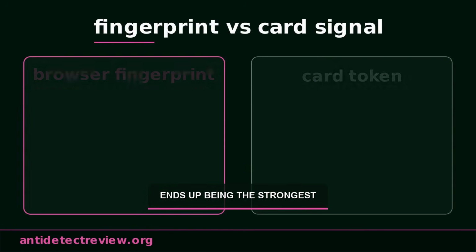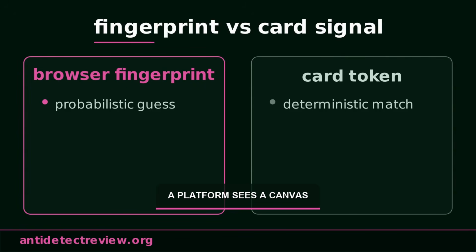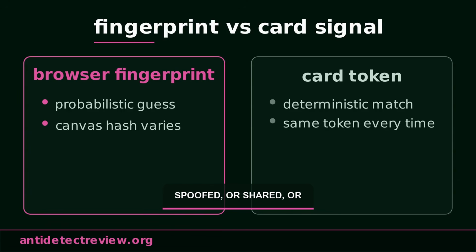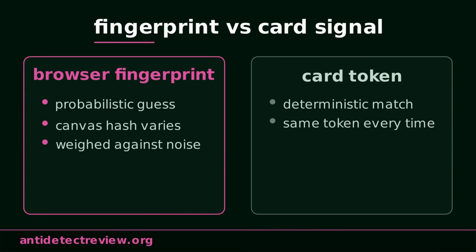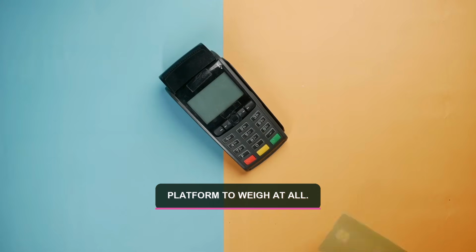This is why the card ends up being the strongest signal in the whole stack, stronger than most people expect. Browser fingerprints are probabilistic. A platform sees a canvas hash and the set of installed fonts and has to weigh how likely that exact combination is to be genuinely unique versus how likely it is to be spoofed or shared or just common across a lot of ordinary users. A card number, or even a tokenized reference to one, is deterministic. The same physical card produces the same token at the same processor every single time. No variation, no noise. So there's no ambiguity left for the platform to weigh at all.